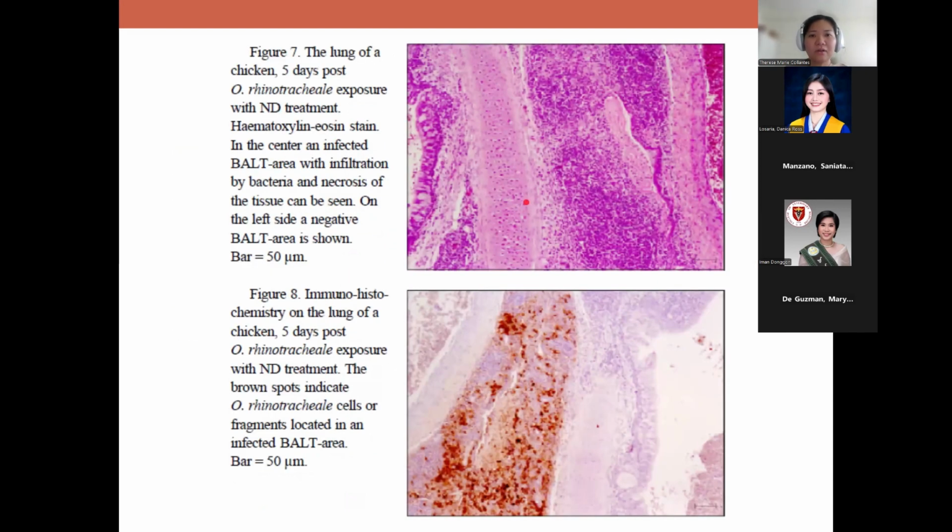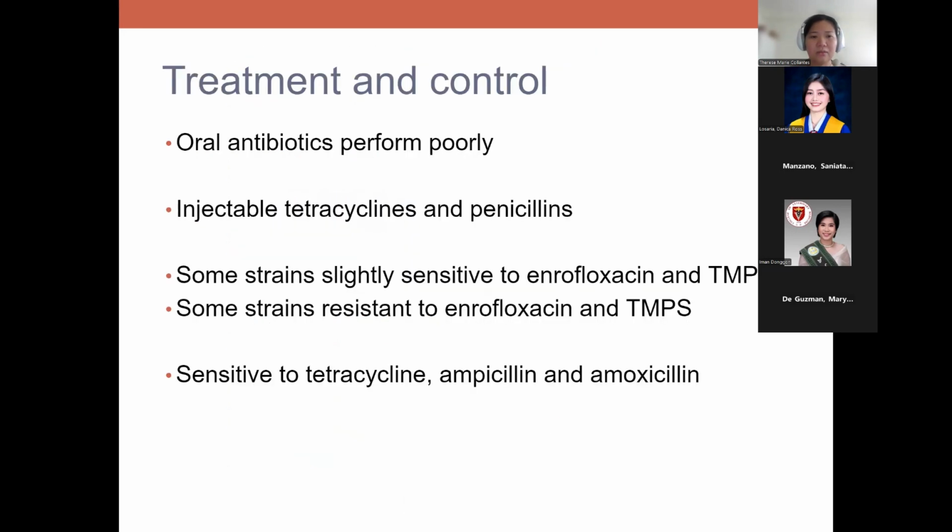And further, they can go into the bronchi-associated lymphoid tissue. The bacteria will invade, and you can see them here with the brown spots. Those are positive areas of the lungs which this bacteria has infiltrated.